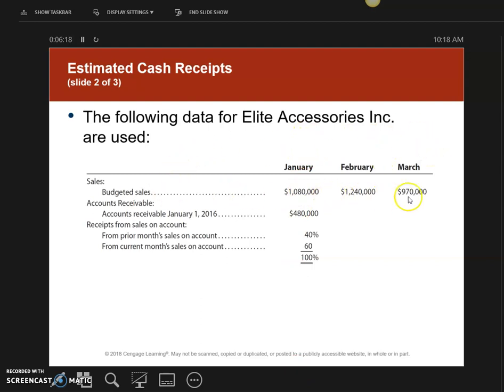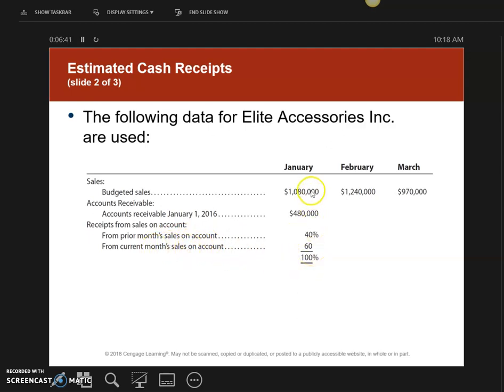Here are my budgeted sales. And here's my accounts receivable starting at the beginning of January. So this accounts receivable would have actually been from December sales. So here's how I get my money. From the prior month sales on account, I get 40%. From the current month sales on account, I get 60%.